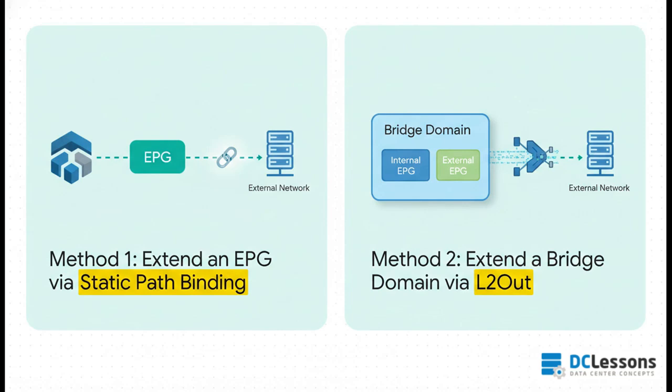So, method number one is all about extending an endpoint group, or an EPG. Think of this as the direct route. You're basically just stretching an existing security group out to a physical port. Pretty straightforward. Method number two, though, is a bit more formal. It uses a special, dedicated object called an L2 out. This doesn't just stretch an EPG, it extends the entire bridge domain, and that creates a really clean boundary. So let's start by breaking down that first one.